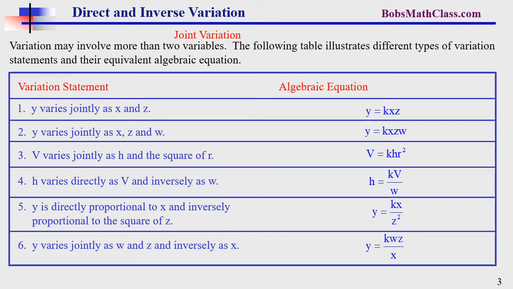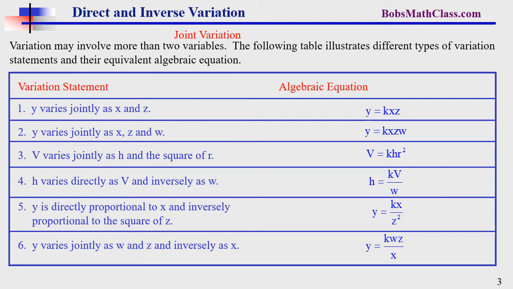Y is directly proportional to x. Okay, that's our y equals. The x is going to go on top. And inversely, that means now everything that follows the word inversely is going to go in the denominator. What's written in the denominator? The square of z, z squared.